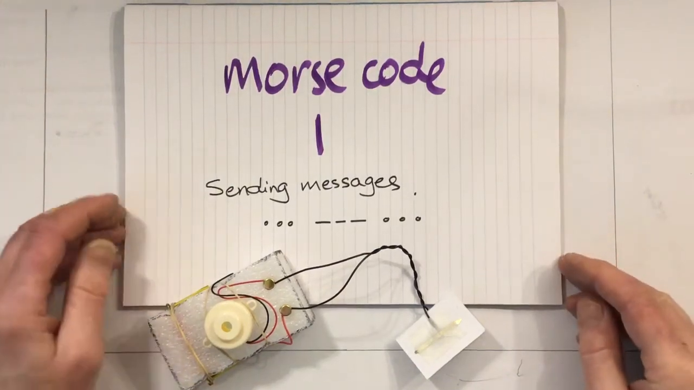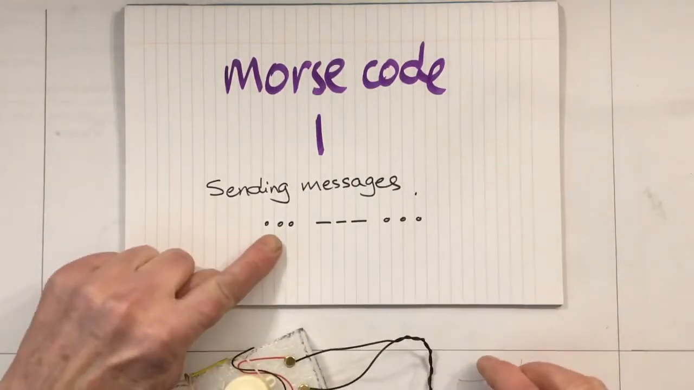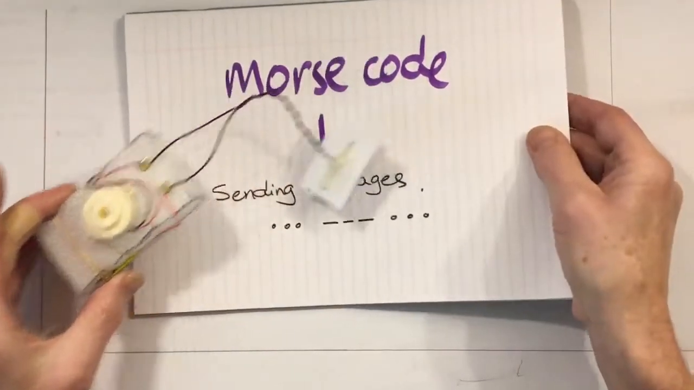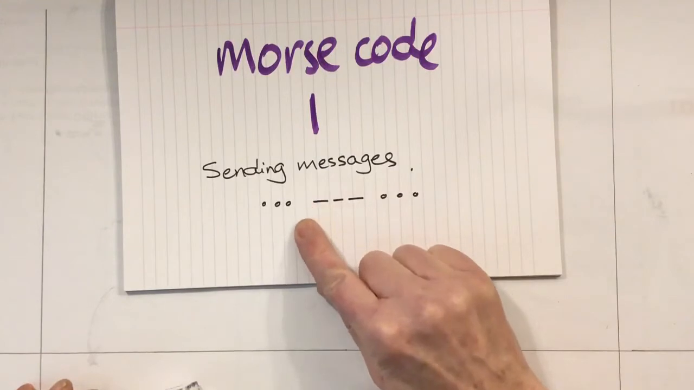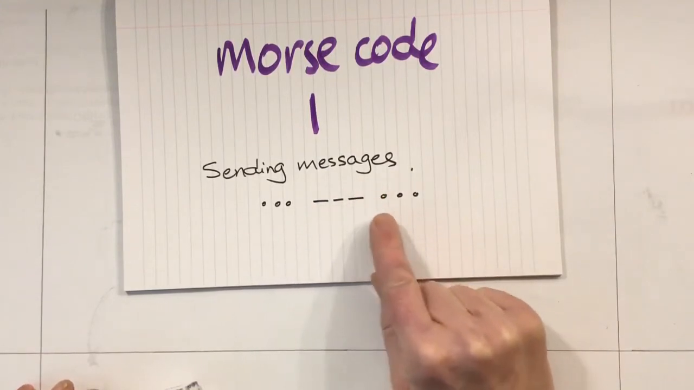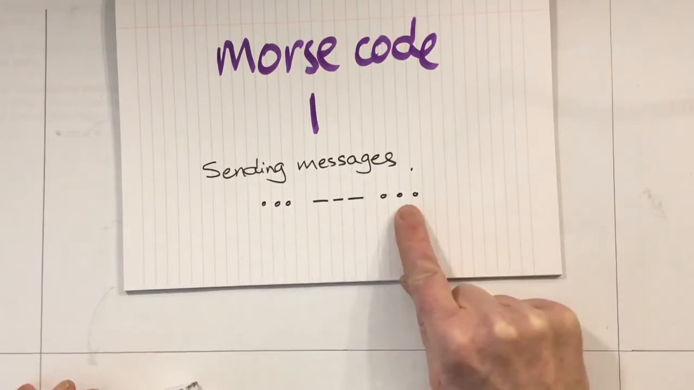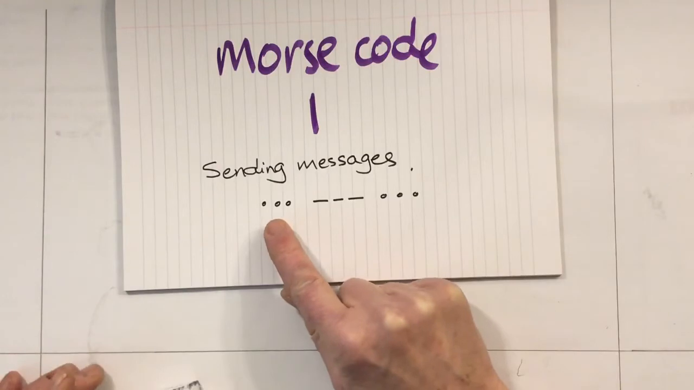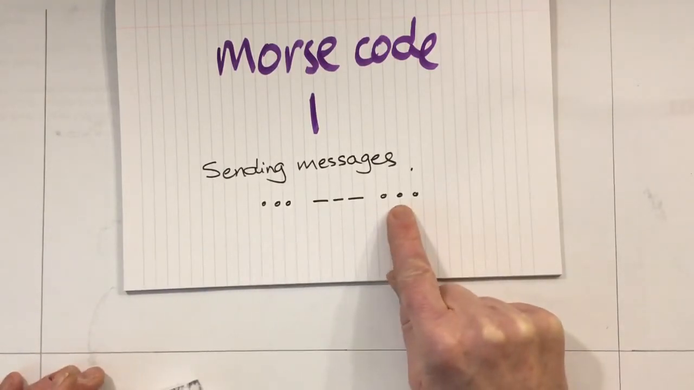Okay, let's send some Morse code messages. This is probably the most well-known message of the lot, and it's simply three dots and then a space, three dashes and a space, three dots. So that letter is the same as that letter. It's a letter S. If you have a look on your Morse code sheet, a letter S, and that's a letter O, and that's end of the letter S.